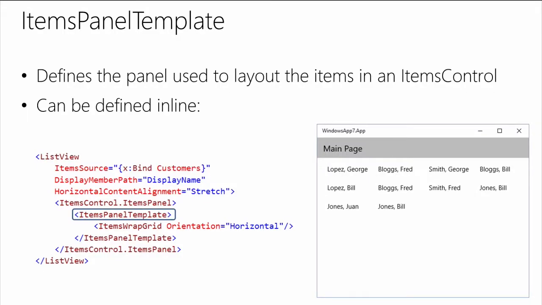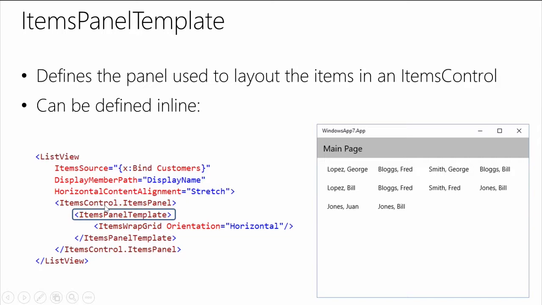So let's come back to ItemsPanelTemplate, and let's look at how we can actually set a value in there. In this particular scenario, we're going to declare it inline within our ListView. So ListView is the major element. We can see that here. We also have inside ItemsControl.ItemsPanel.